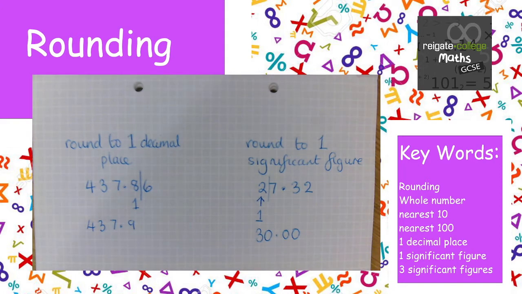27.32 to one significant figure is rounded to 30. I've put the 2 zeros to show that we turn every other digit in that number to 0. However, when it comes to any zeros appearing after the decimal point, we don't need to use them. So we could write this number as 30.00, but more accurately, we would write the number as 30.